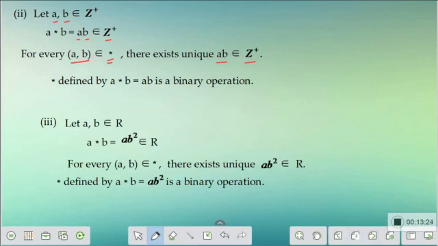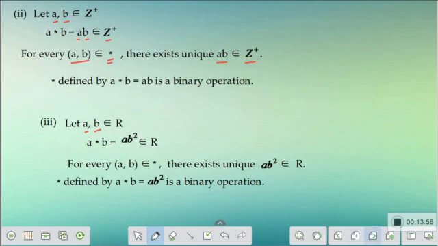Let's take two elements a and b in R. We define a star b equal to ab square. Obviously ab square should be an element in R. Hence, if you take an ordered pair (a, b), it will have a unique output ab square, and this output will also be an element in the real numbers. Hence, star defined as a star b equal to ab square is a binary operation.